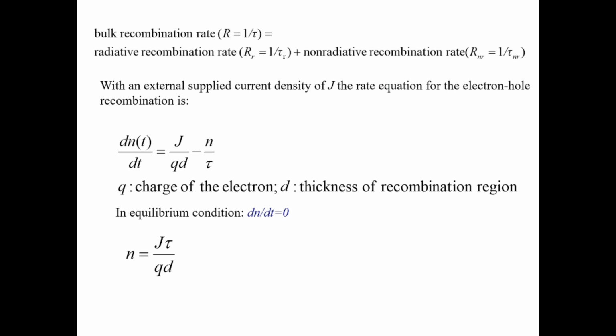So J by qd, where q is the charge of the electron and d is the thickness of the recombination region. And n by tau we already discussed. So in the case of current density, dn by dt will be equal to J by qd minus n by tau. In equilibrium conditions, dn by dt will be 0, so n will be equal to J tau by qd. It indicates how much electron density is present in the presence of the current density J, and it also depends upon your temperature.